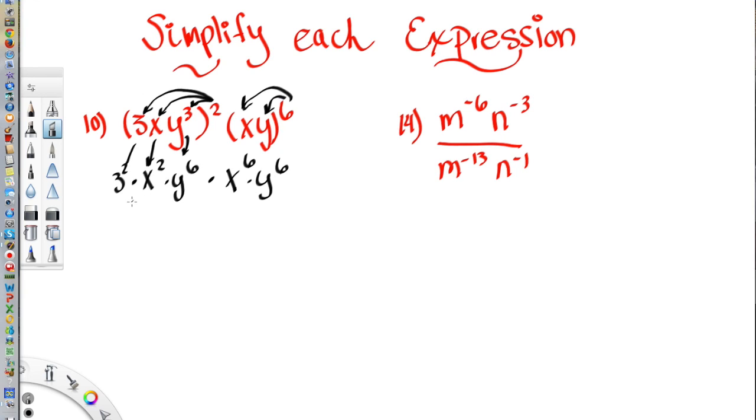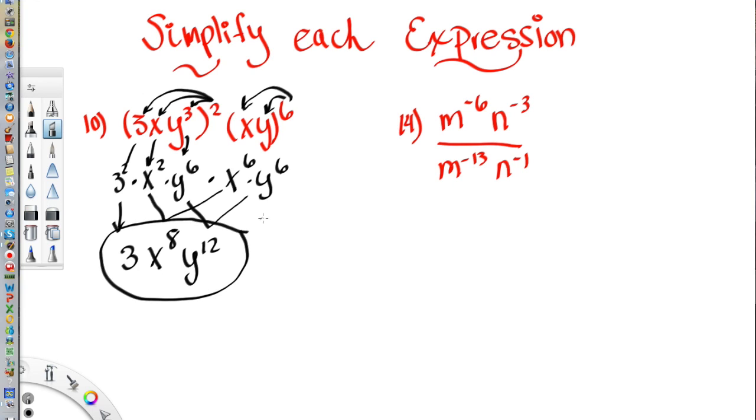Let's see if we have any like terms. Well, my coefficient 3 is all by its lonesome, but I do have two x's that I can combine. X to the 2nd power times x to the 6th power is going to be x to the 2 plus 6 power, which will give me 8. And then y to the 6th power times y to the 6th power will give me y to the 12th power. And that's that. Next, okay, scary, scary, not really. Once again, combine like terms.